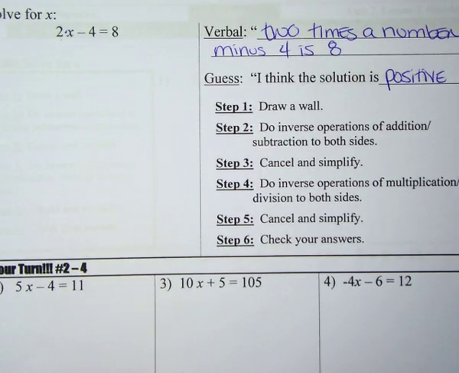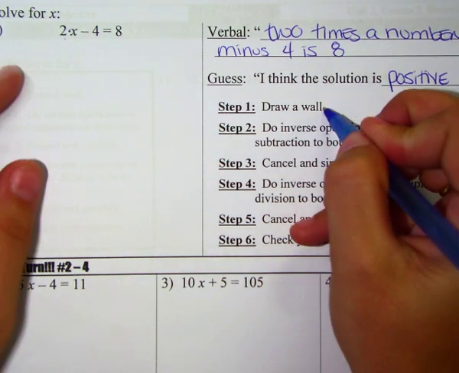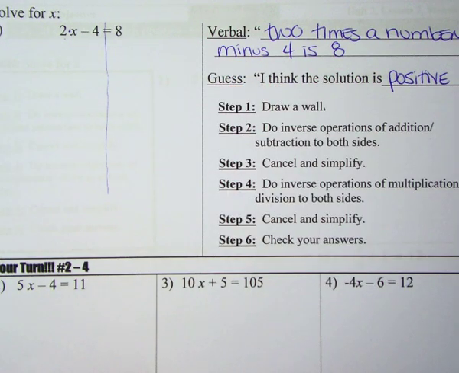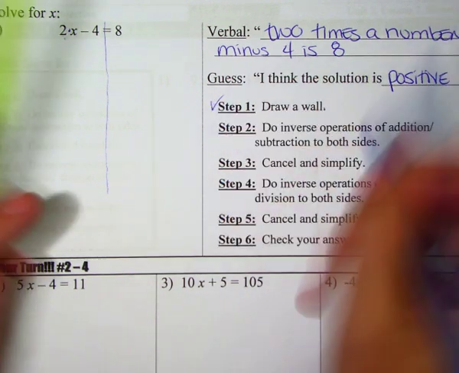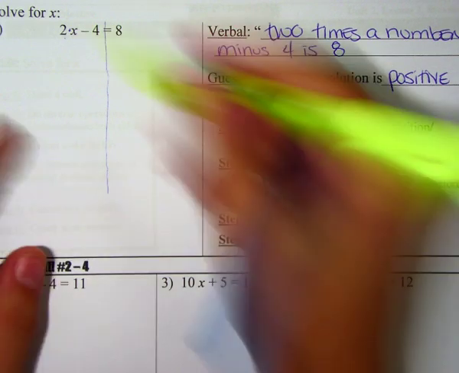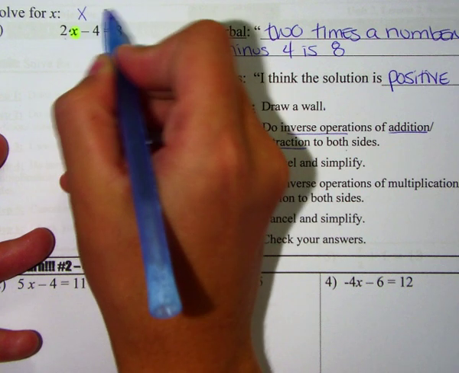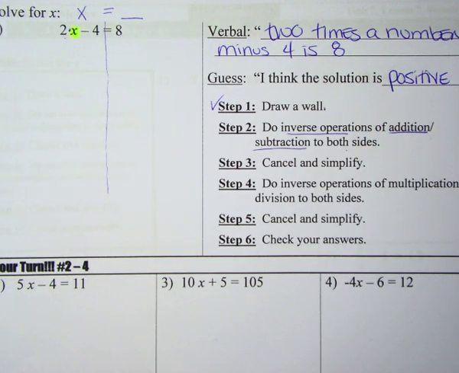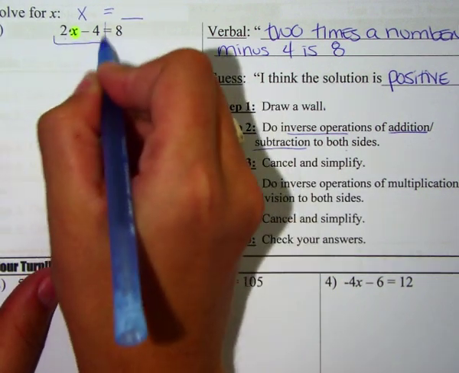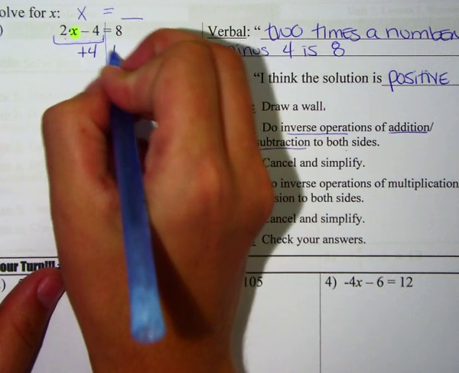So let's go ahead and actually solve for x. I'm going to use these steps to solve for x. So step 1 is to draw a wall. Step 2 is to do the inverse operations of addition and subtraction to both sides. So I'm actually going to look at the x, and my goal is to get this equation to say x equals something. That's how I know that I've solved it. So I'm looking on this side, and I know that I need to move that 4. So this is subtraction, so I'm going to do the inverse, which is add 4.